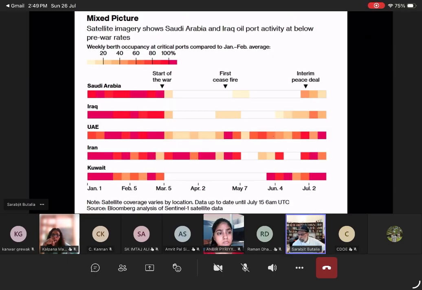This I already showed you. This is a mixed picture, again from Bloomberg. A satellite imagery showing Saudi Arabia and Iraq oil port activity. So you can see the start of war, and now the interim peace deal, it's quite low. So all this, will we get affected? Yes, because a lot of our employment, if you see, is happening in that area, whether it's hotels or banks or investments, so when they will all be cautious, and maybe some of you may have experienced already.